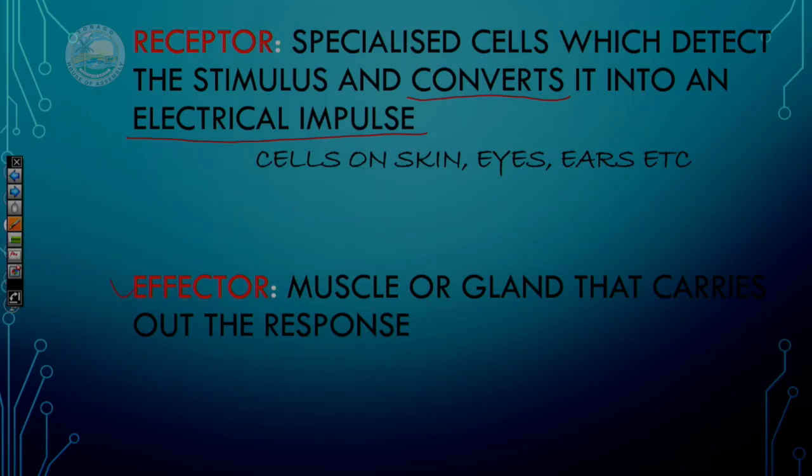And the effector would be the muscle or the gland that carries out the response. So if you're going to step over a puddle of water, the muscles in your feet are the ones which are going to receive the information to tell you to lift your leg up.